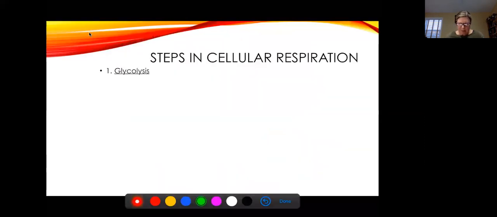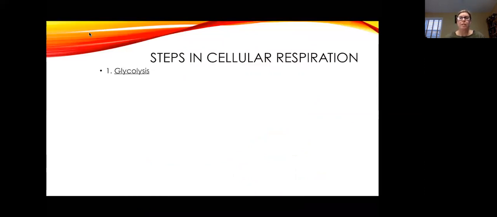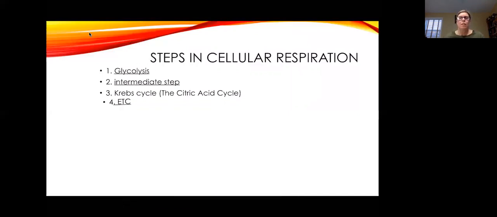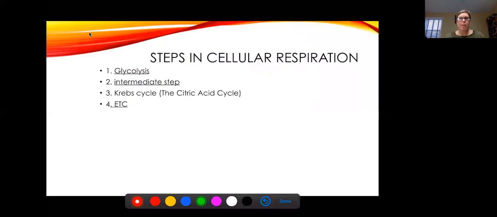For the steps in cellular respiration, we're going to go through these in part 2. We're going to talk about glycolysis, the intermediate step, the Krebs cycle, which is also called the citric acid cycle, the ETC, electron transport chain, and chemiosmosis. We're going to talk about all 5 of these. So the next presentation is going to be much longer, right?